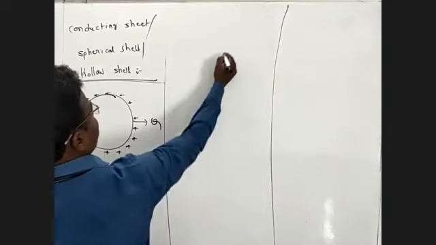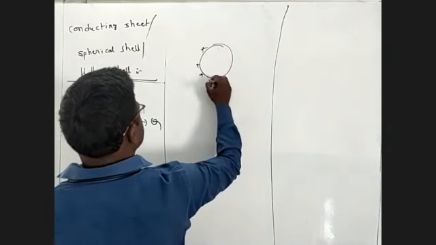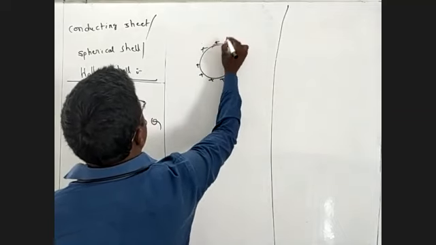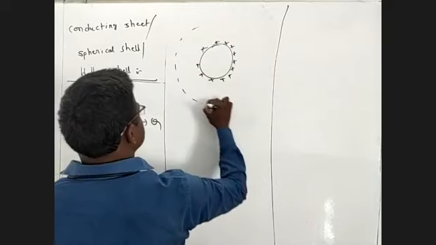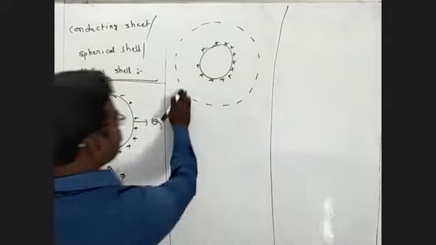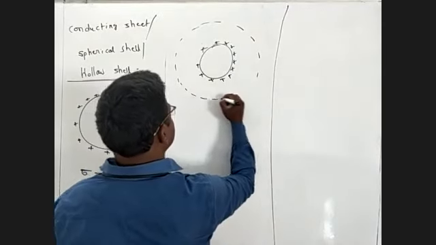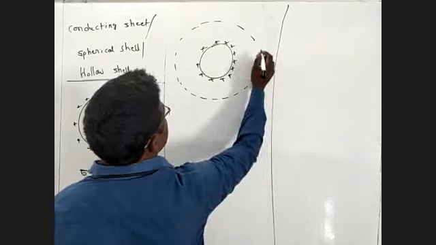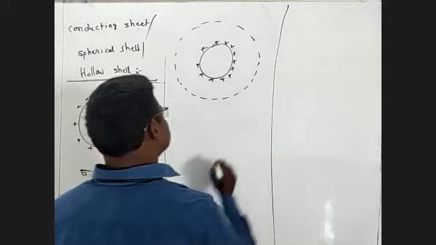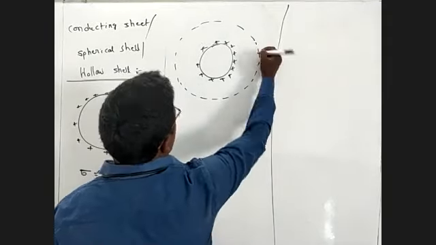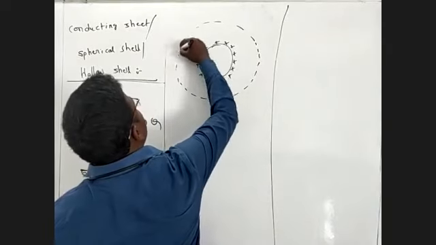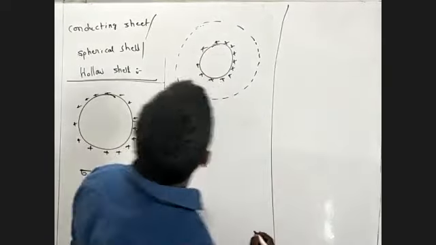First of all, we construct the Gaussian surface. This is a spherical shell having charge Q. This is a Gaussian surface. Construct the Gaussian surface. This is the first construct, the Gaussian surface.